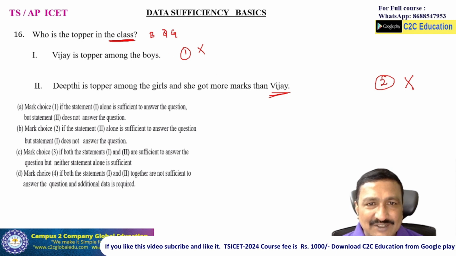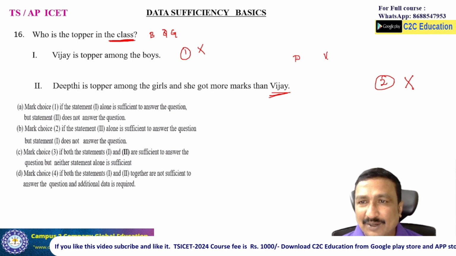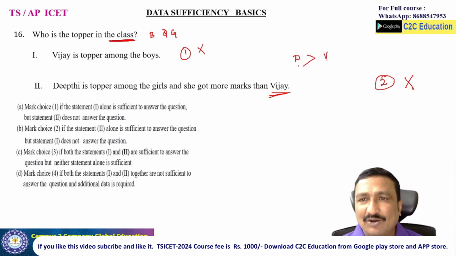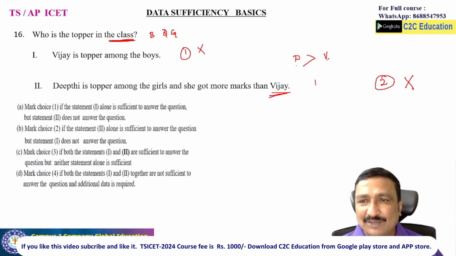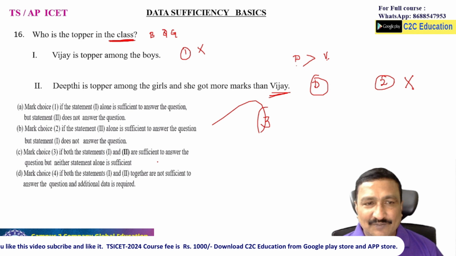While you are combining the first statement and the second statement, then you can decide. Deepthi is the topper among the girls, Vijay is the topper among the boys, and Deepthi got more marks than Vijay. So Deepthi is the topper in the class. So we can keep the answer as the third option. Okay, my friends.